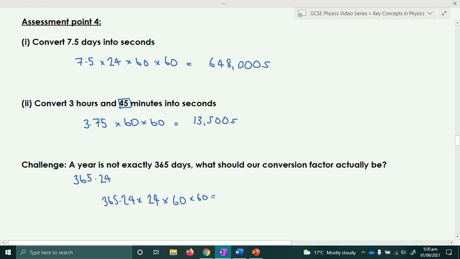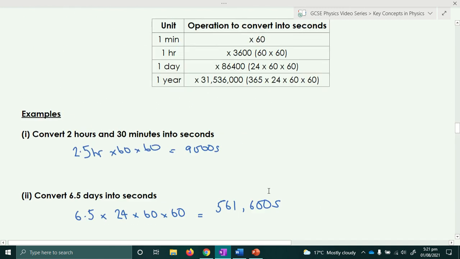So let's actually see how different that value comes out. 365.24 times 24 times by 60 times by 60, and that comes out. I'm going to round this because it's come out with some decimal places. 557 should be our conversion factor. This is how many seconds are in a year. Let's go up and see how different it is.